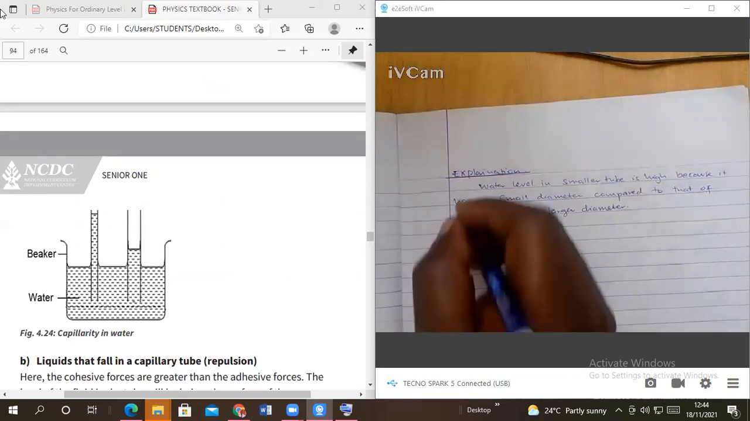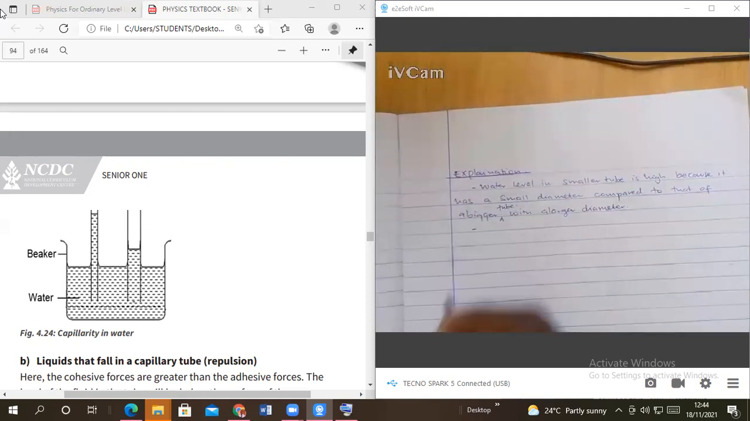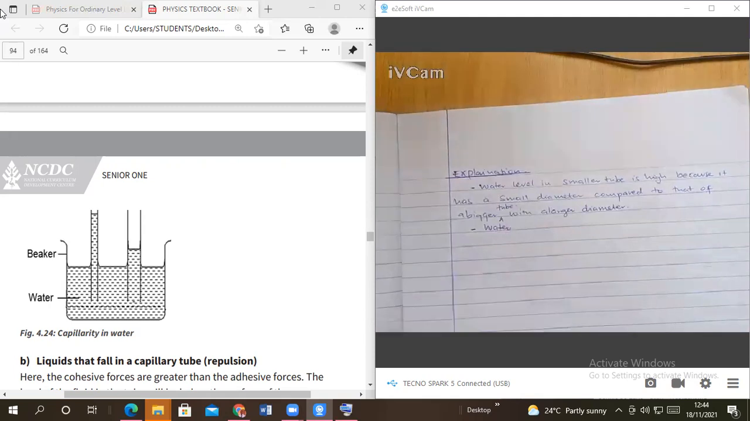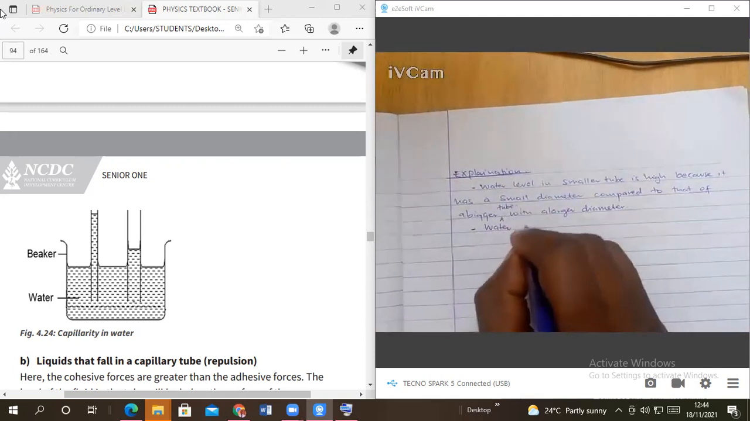And the other explanation you can give, because the other thing is that also water rises. So water rises.